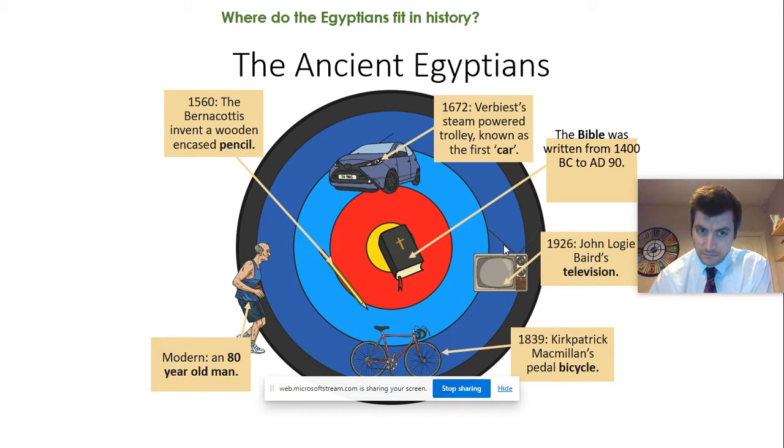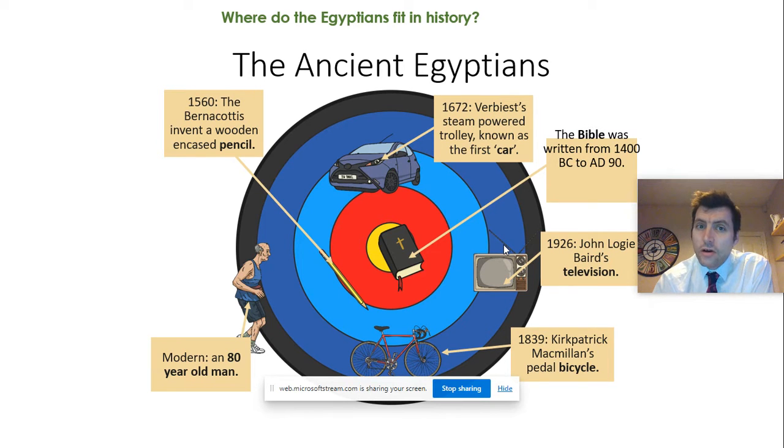The Bernacottes invented the wooden pencil less than 560 years ago. So in that lighter blue. The car, well, the first thing known as a car was a steam-powered trolley, which was less than 500 years ago. So all of these things are less than 500 years ago.